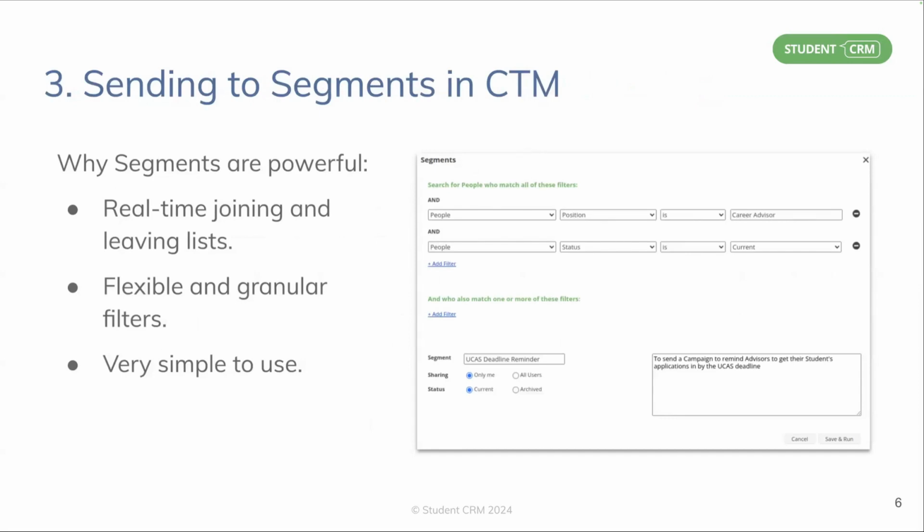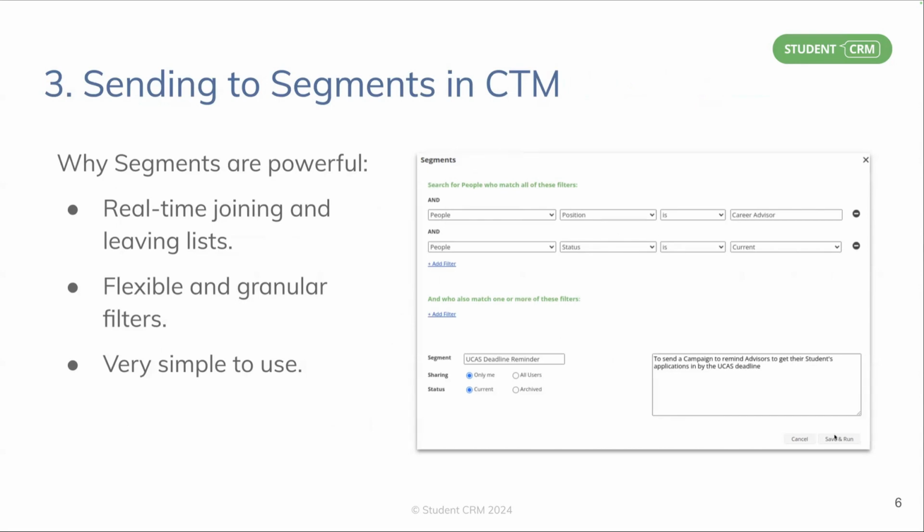So, segments. Now we've spoken about segments for determining who to send to. On the right-hand side here, we've got a screenshot of a segment. And all I've asked for is to find people in Contact Manager whose position is career advisor, and whose status is current. So they still work there and they are a career advisor. Okay, that's a segment, and it's as simple as that.